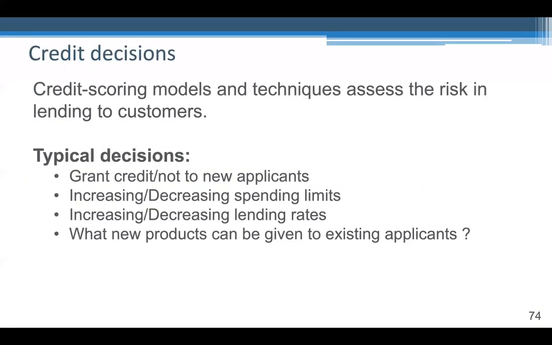So when we think about credit decisions, when we think about credit scoring models, obviously there are decisions to be made. Should we give credit or not? Should we increase the spending limit or not? Should we decrease or increase the lending rate? And if the customer already has a portfolio of products, what new products can we give to our existing applicants? So these are all typically what are called credit decisions, which need to be made by bankers.